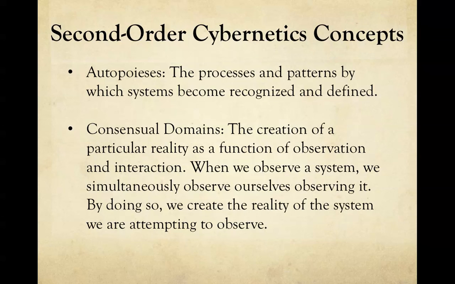Now, this harks back to what I spoke about in the lecture last week. Essentially, when we observe a system, we can't help but also simultaneously observe ourselves observing it. So everything is self-referential in this way. When we observe a system, we create the reality of that system. We create it because we're observing it through our own particular lens. And so we are making new meaning of this system because our observations necessarily include ourselves in the observing.